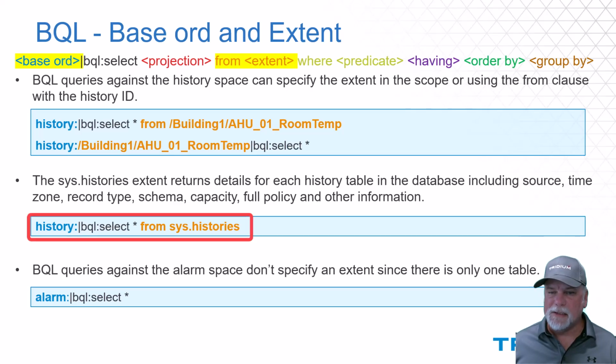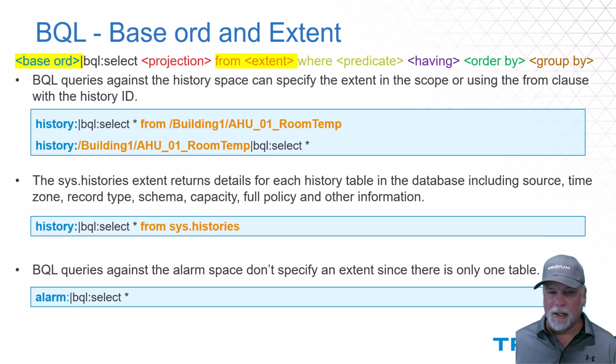There's also an extent for the history database itself, which is from sys.histories. This will show you a lot of information about all the histories in the station's history database, including histories that have been imported from the Niagara network or the BACnet network or file network or other mechanisms to import those histories into the Niagara station. So it'll include information like the time zone, the source of the history, where it came from, what type of record it is, the schema, and so forth. I'll show you what that looks like here in just a second in the Workbench client as well.